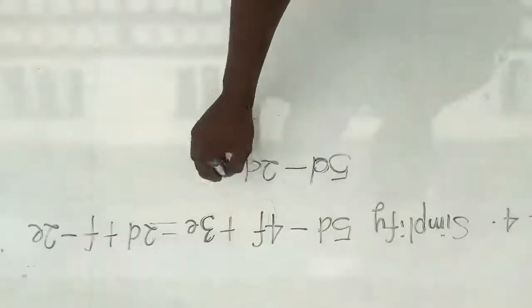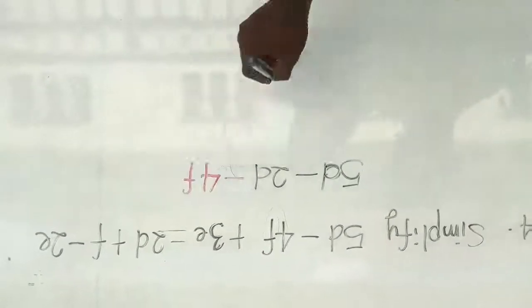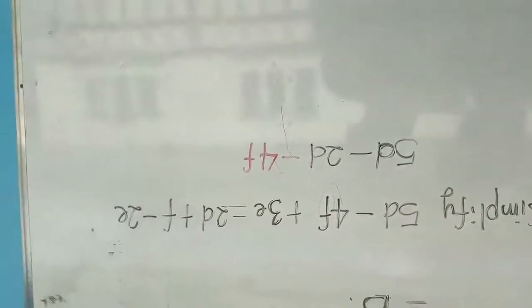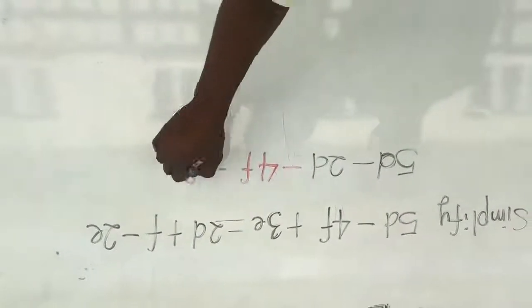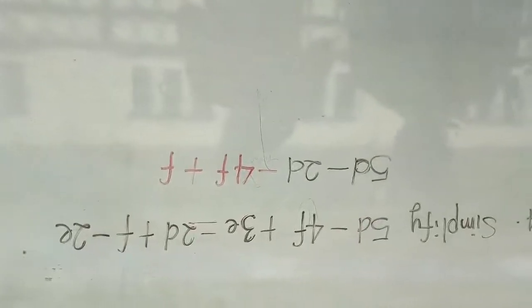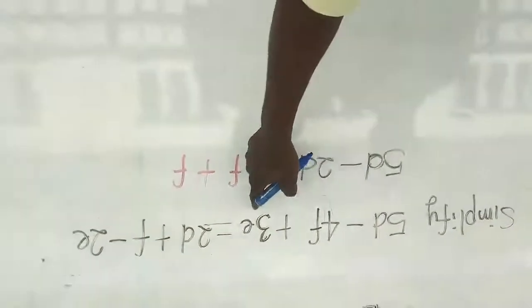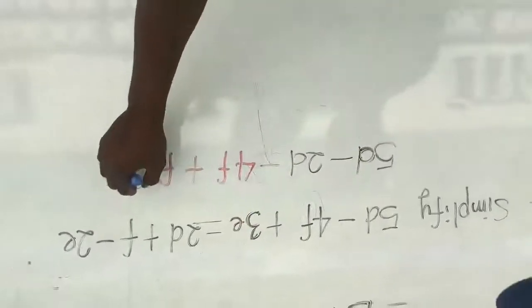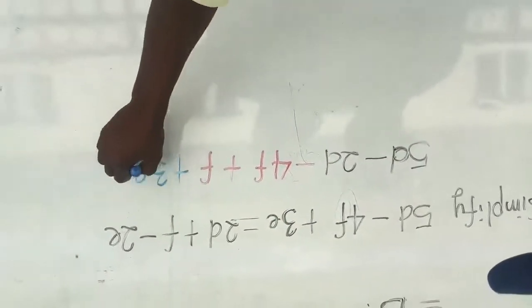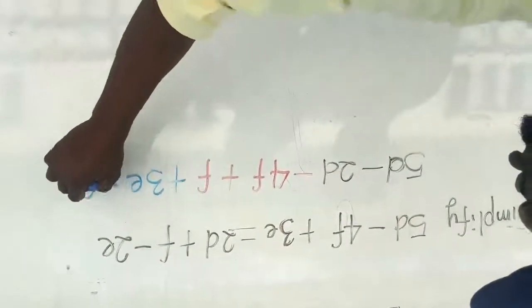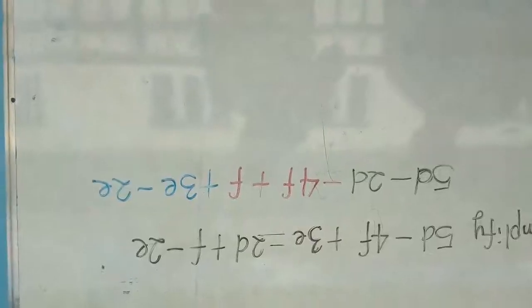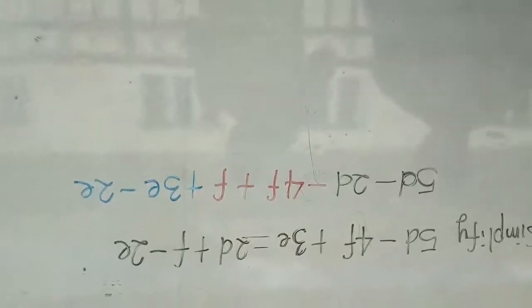Then we'll go to the next term, which is f. Do not forget that for f, the coefficient is minus 4. So we have minus 4f. And then the next f is plus f. And then there's no other term in f. So the last term here is what? E. Plus 3e, minus 2e. Now we can proceed to simplify like terms together.